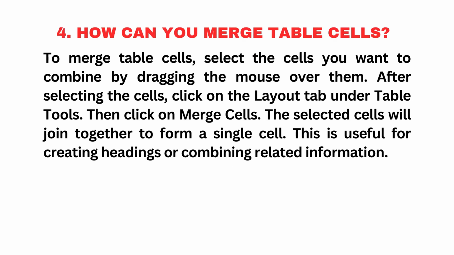4. How can you merge table cells? To merge table cells, select the cells you want to combine by dragging the mouse over them. After selecting the cells, click on the Layout tab under Table Tools. Then click on Merge Cells. The selected cells will join together to form a single cell. This is useful for creating headings or combining related information.